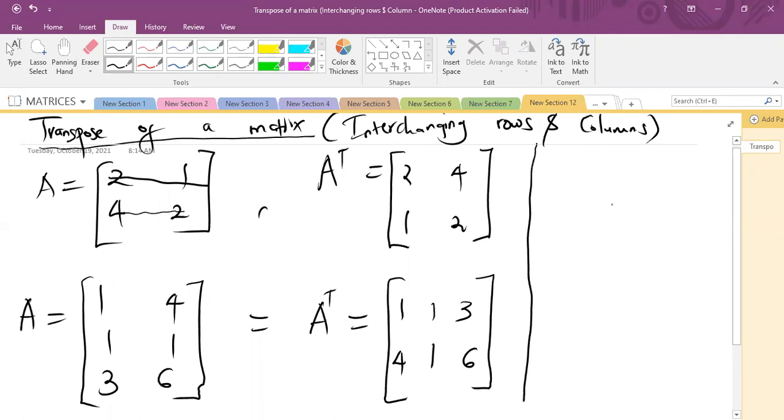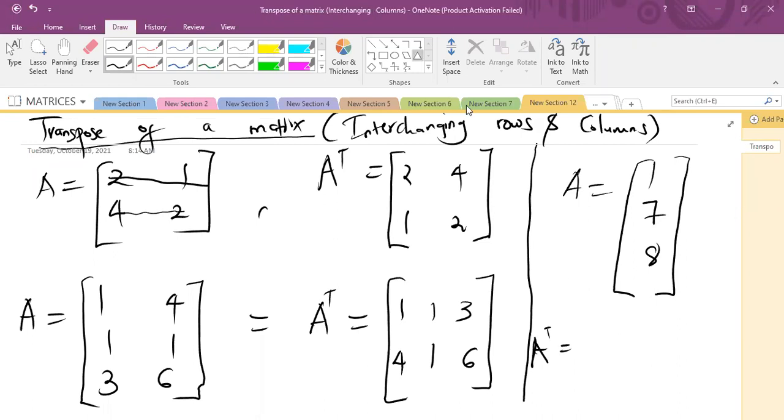Now let's take up an example. Let's say I give you A equal to 1, 7, 8. What is A transpose? Anyone, what is A transpose?